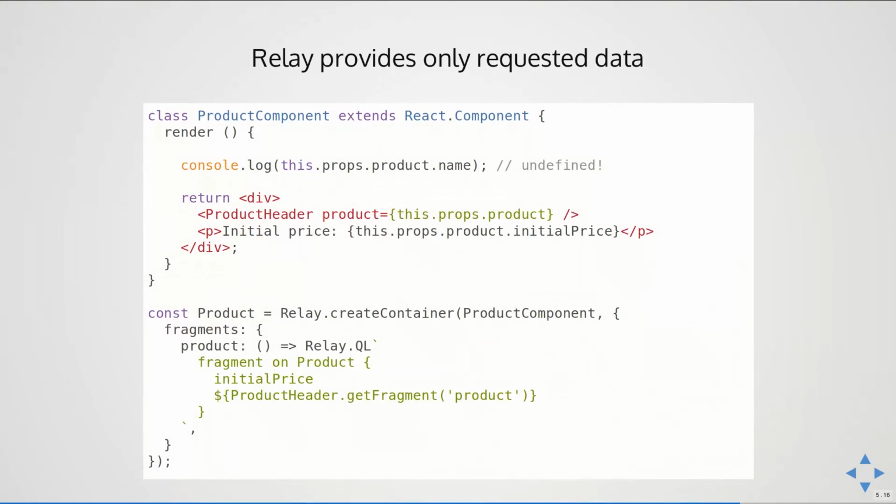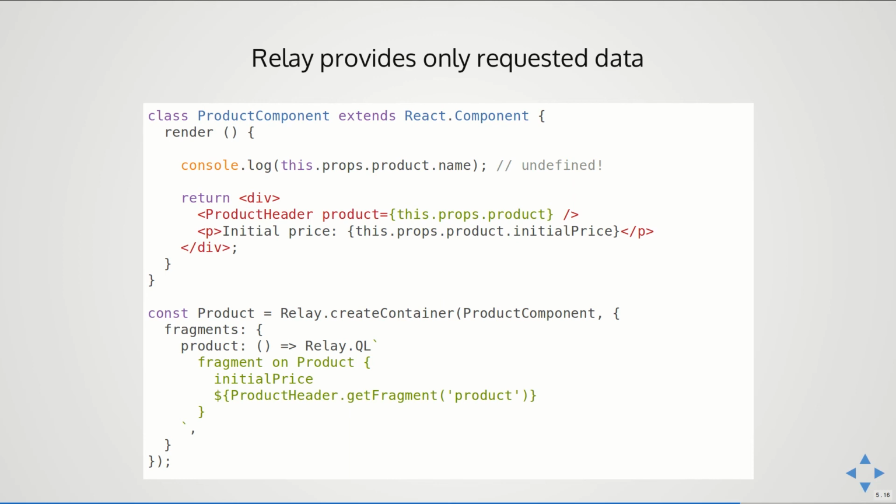Another good thing is that Relay manages giving only those props to components that I requested. So we can see that there is a previous query for initial price and some things from product, and the product header asks for name. But in the scope of this component, there will be no product name. The product name will be undefined because Relay hides it from the component.